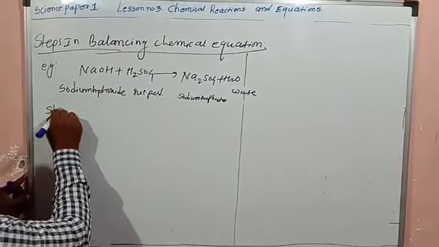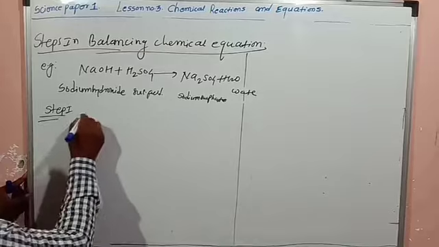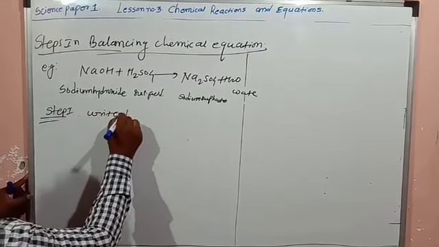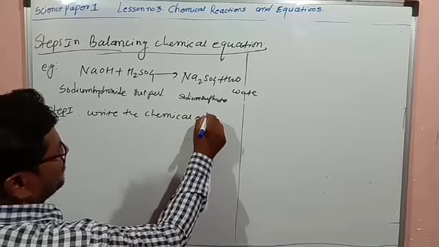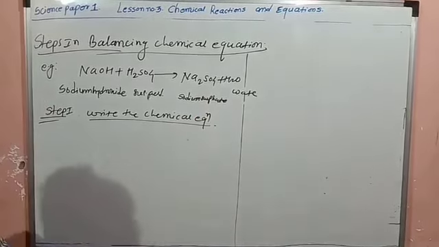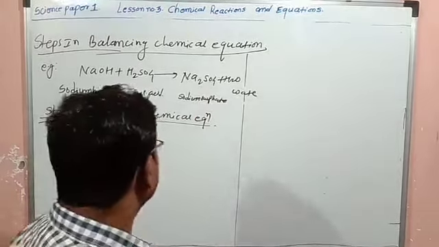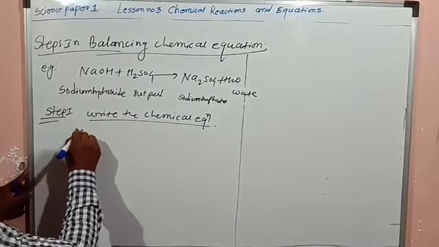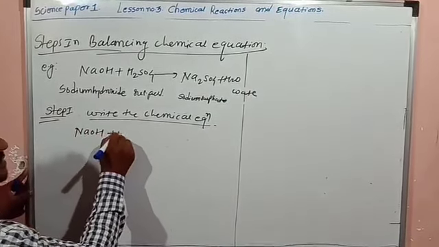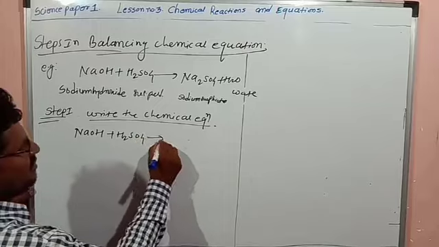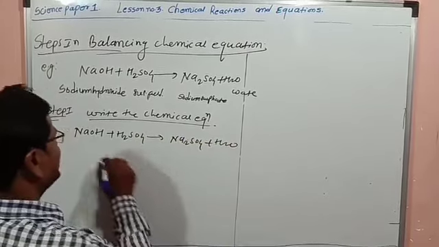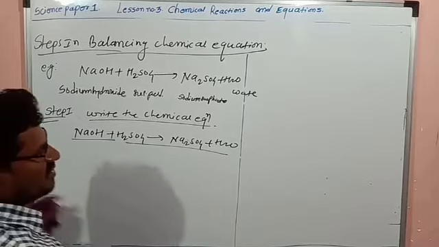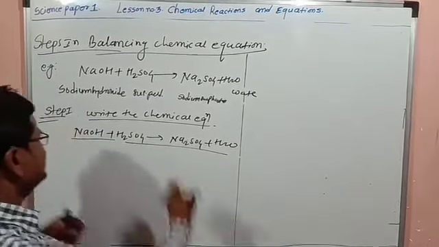Step number one: write the chemical equation. Whatever chemical equation is given, you have to write that. So first we are going to write NaOH plus H2SO4. It gives Na2SO4 plus H2O. So firstly we have written this chemical equation.